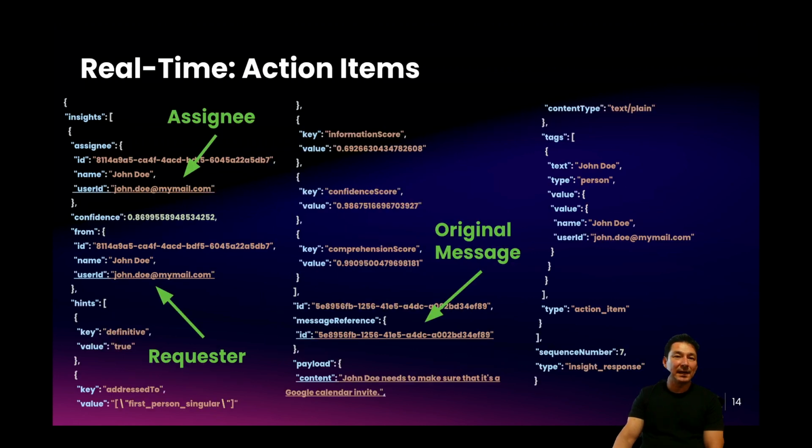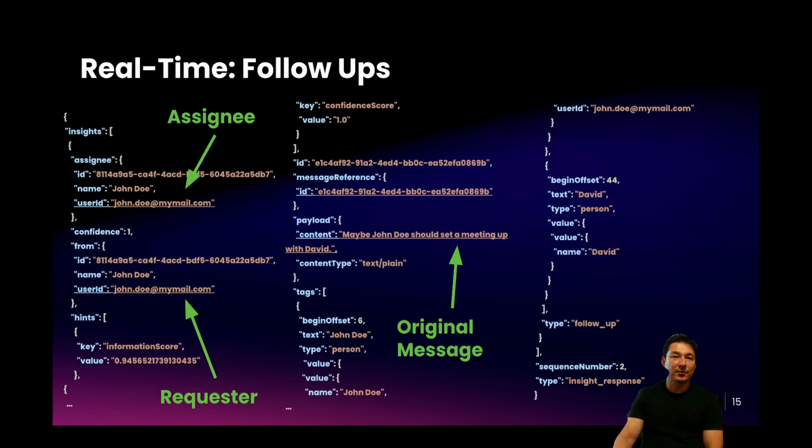Action items typically have a requester and usually always has an assignee to whom we're looking to perform the action. Again, the originating message reference is indicated along with the content. Follow-ups typically have a requester and usually always has an assignee to whom we're looking to perform the action. Again, we have the originating message reference and content included in the JSON.